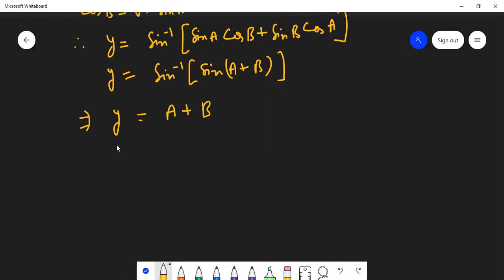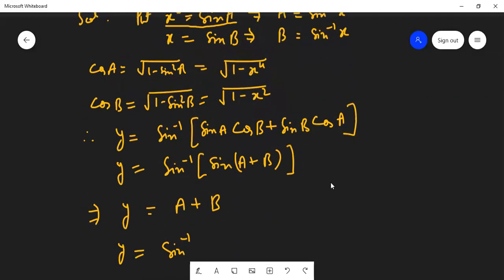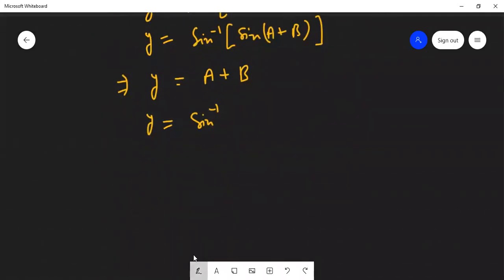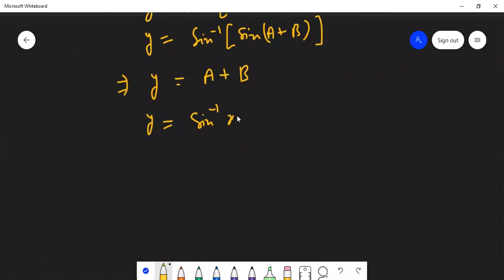Now my question is very simple. I will substitute the values of A and B. You can look up there. So y is equal to A, which was sine inverse of x squared, plus B, which was sine inverse of x.